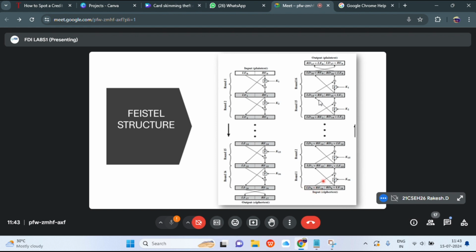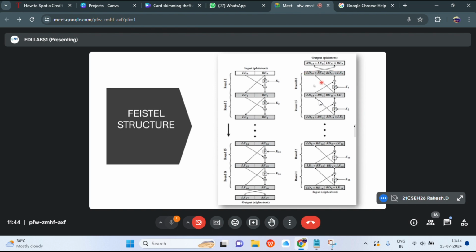See here, we have the ciphertext. This will undergo the same function whatever we saw here, but it will take K16. This last round had K16, right? That will be taken here as the first round key. It will go in reverse, from K16 to K1. The first round will be K16 and the last round will be K1.